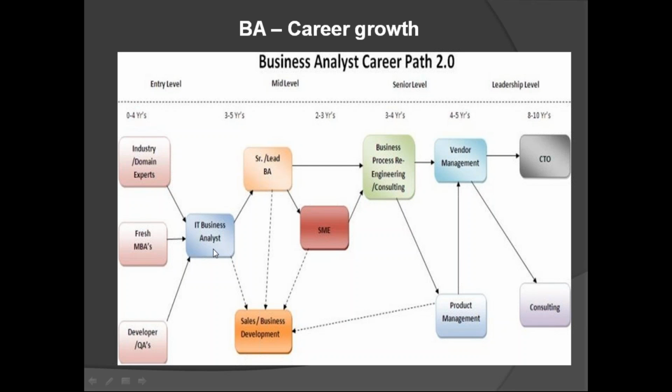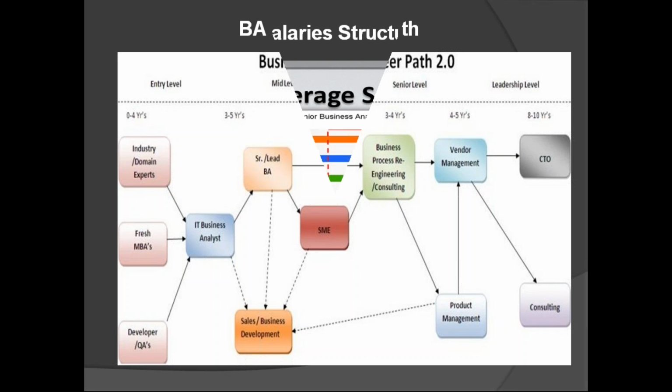So when you gain some experience as an IT business analyst, you will be moved to mid-level. At that point you will be acting as a senior or lead BA and you will be working for sales and business development and reporting to an SME, that is a subject matter expert. When you gain some experience at mid-level, you will be promoted to senior level as a business process re-engineering or consulting role, where you will be working for product management and reporting to vendor management. When you gain some experience at senior level, you will be moved to CTO, that is Chief Technology Officer, where you will be handling multiple projects in a company. So this is the hierarchy of a BA.